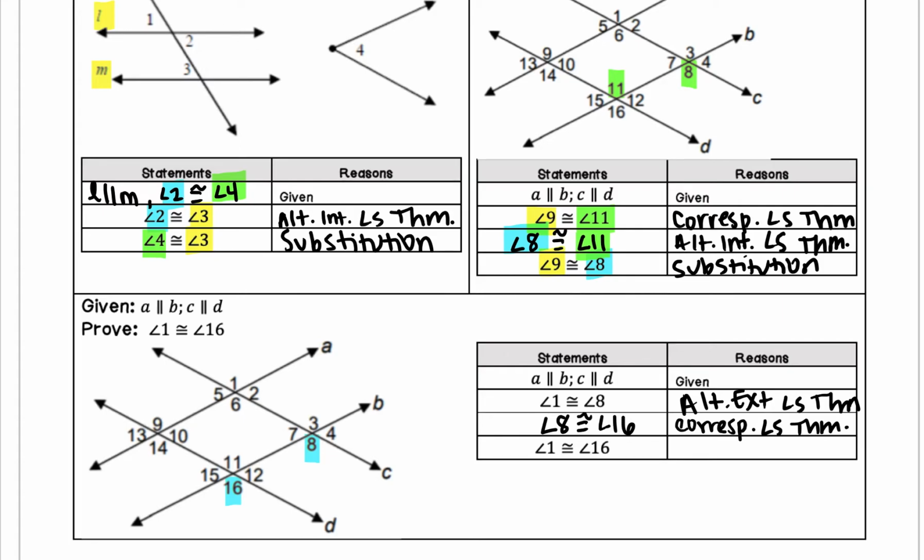The reason that we did this is so that we can use the substitution property again, like we did in the last few. We can see that we set angle 8 congruent to two separate angles, angle 1 and angle 16. So because angle 1 and angle 16 were both congruent to the same angle, they need to be congruent to each other. And that is because of the substitution property, and we've figured out how those are allowed to be congruent to one another.